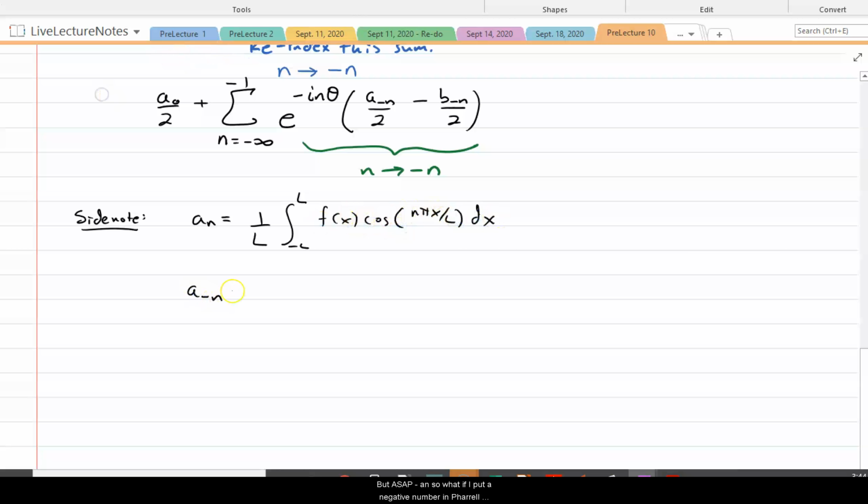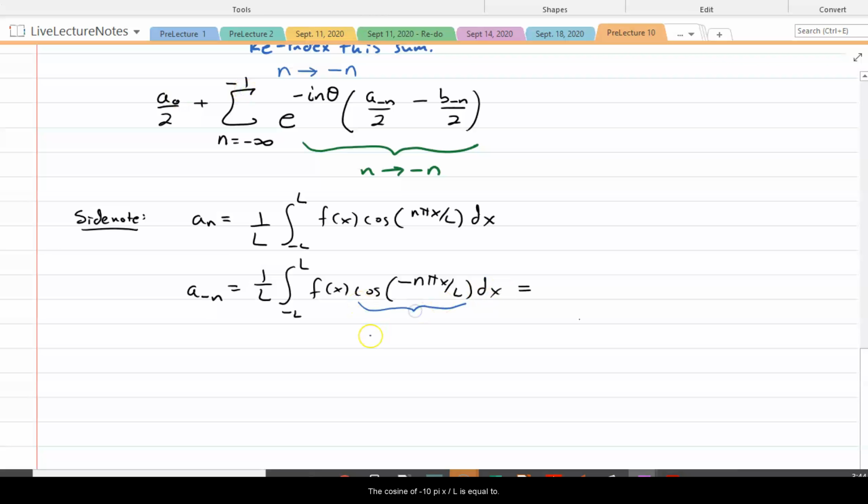But a sub minus n, so what if I put a negative number in for n? I would have cosine of minus n pi x over L. The cosine of minus n pi x over L is equal to the cosine of n pi x over L, because cosine is an even function. So that means a minus n is equal to a sub n. Okay. So the upshot here is that a sub minus n is equal to a sub n, because cosine was even.